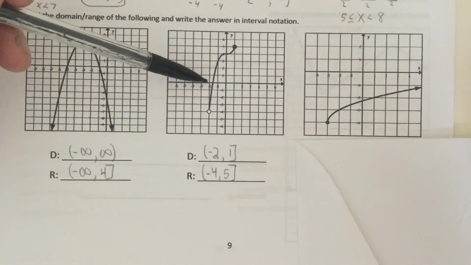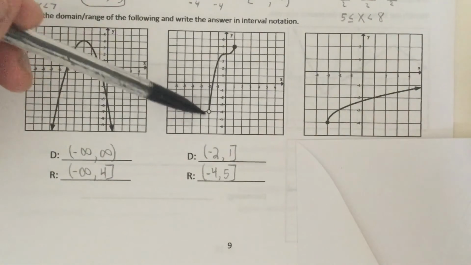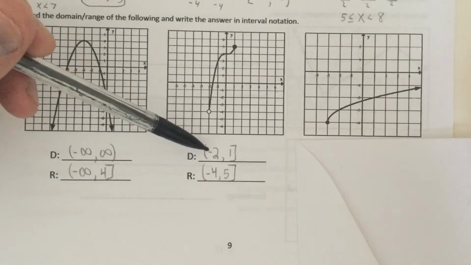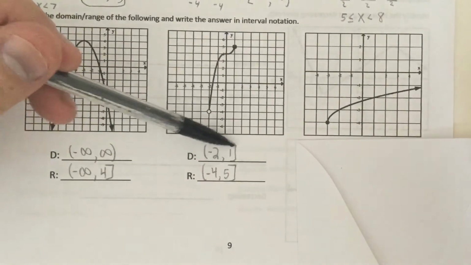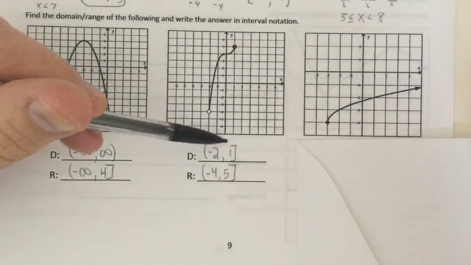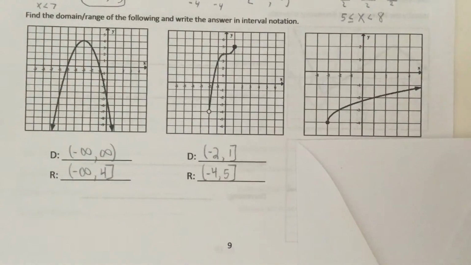It goes left to -2. But notice the open dot, which means it's not equal to, so I have a parenthesis for -2. It goes right to +1 here, and it does have a closed dot there, so it'd be touching 1, which is why I have a bracket. So -2 to 1, including 1, not including -2.